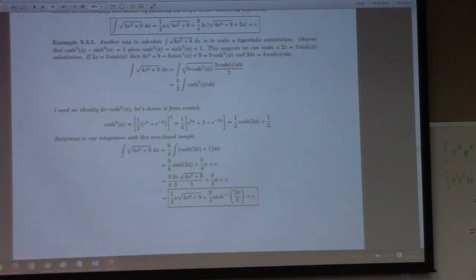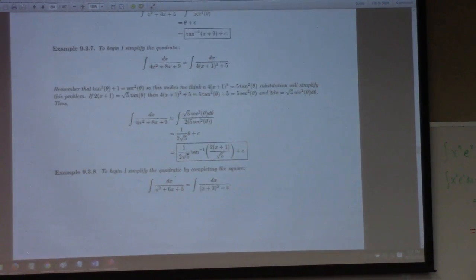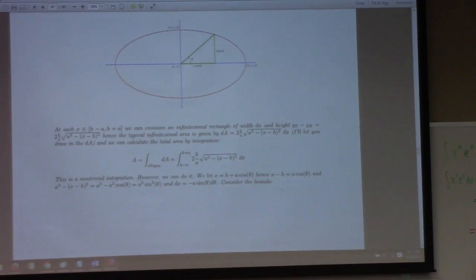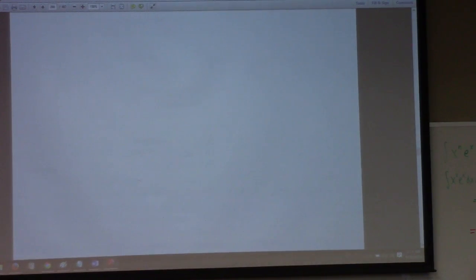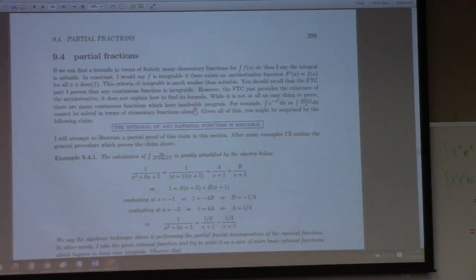All right. I have a few more examples in here. Let's see here. We could derive the area of an ellipse if we wanted to. And then we'll get the partial fractions. Now I'm going to put this away. Is there some question from the notes before I put this away? But mostly I just wanted to show you that pair of examples.